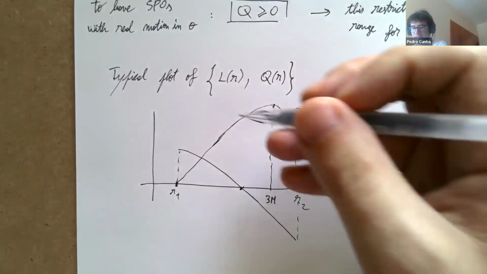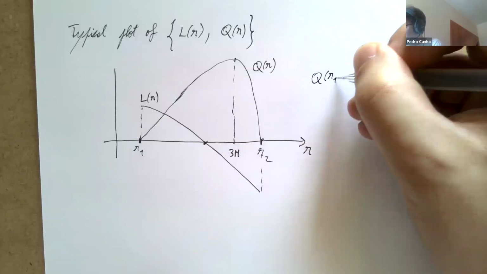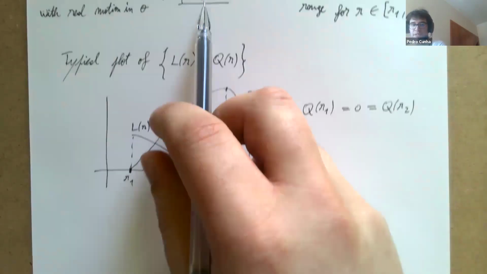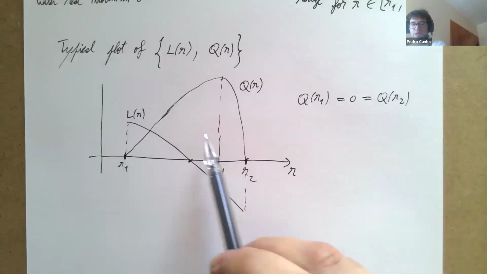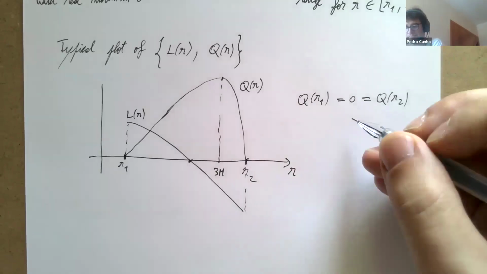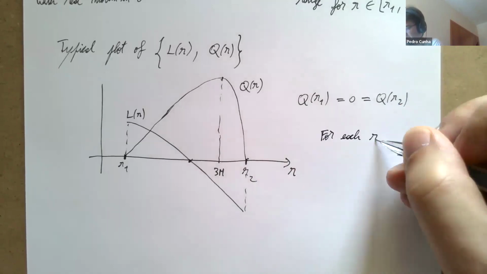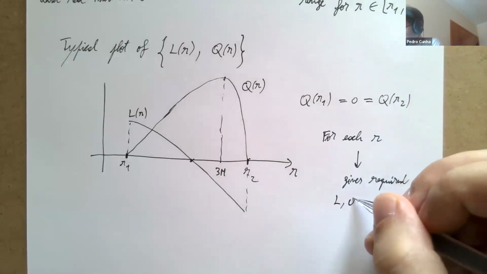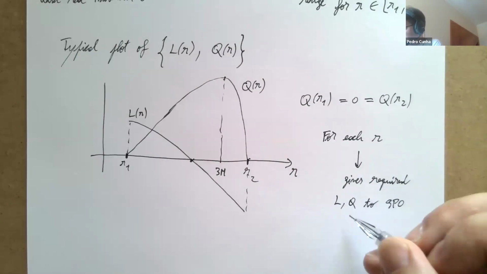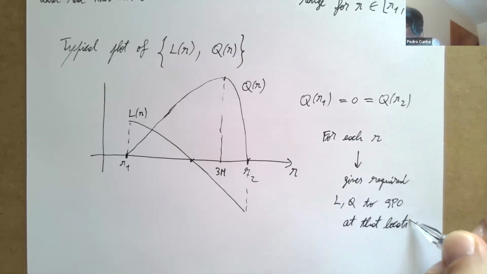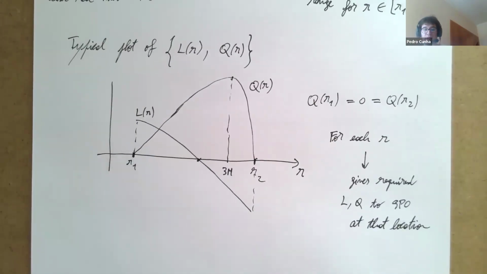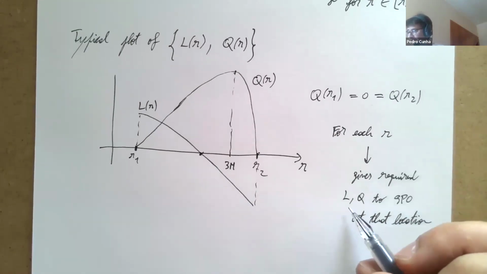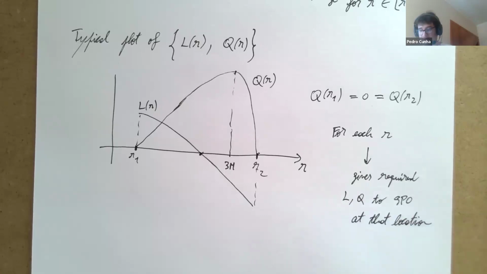There is more to say about this, but for the moment I think that suffices. Let me just emphasize that the Carter constant at R1 and R2 is 0. So this condition defines the physical range for the spherical photon orbits, between these two extremes. Let me also emphasize that for each radial coordinate, this gives the required L and Q in order to have a spherical photon orbit at that location. These functions specify the values of the angular momentum and Carter constant needed to have an SPO exactly at that radial location.